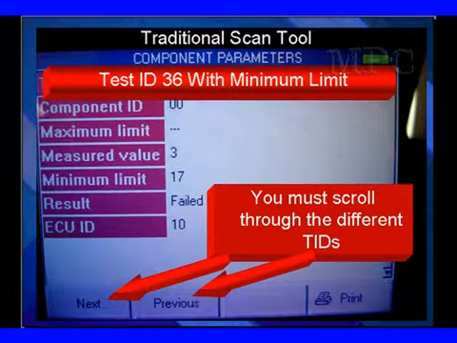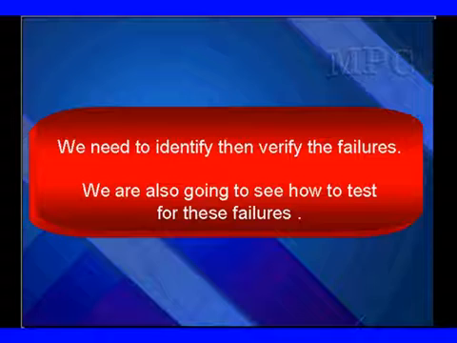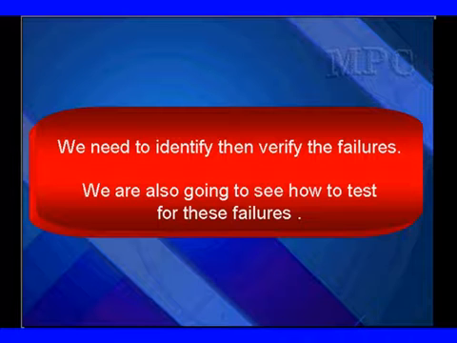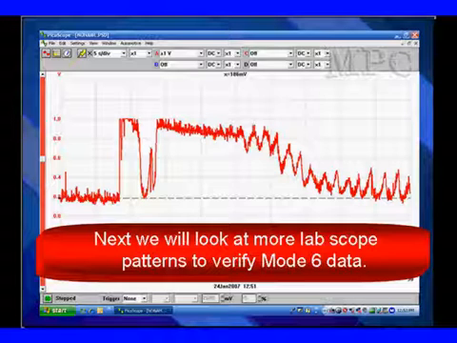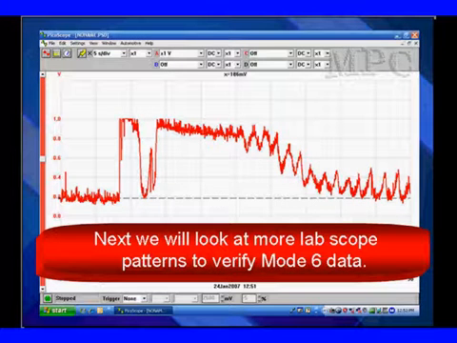Now, remember, there's a number of these in traditional scan tools, so go through all the screens and make sure you get all of the failures. We need to identify and verify the failures. We're also going to see how to test these failures, and we're going to be using a lab scope to do that. Next, we're going to look at some lab scope patterns to help verify Mode 6 data, like we're looking at here.